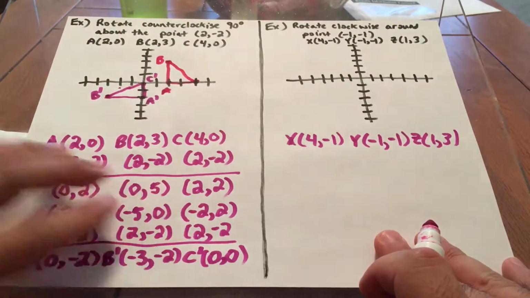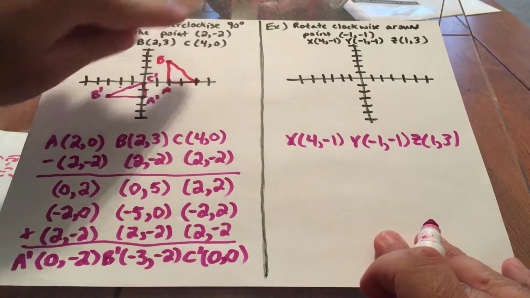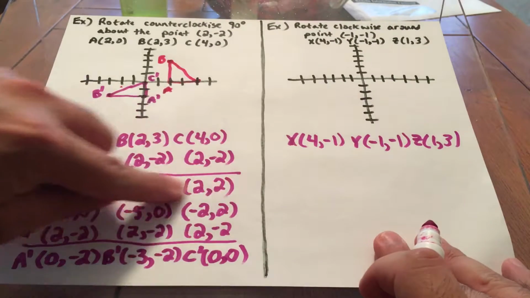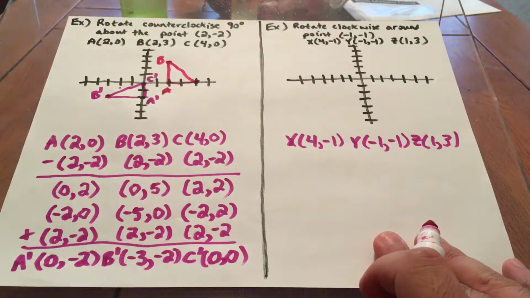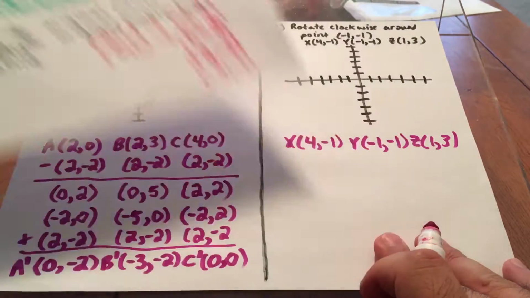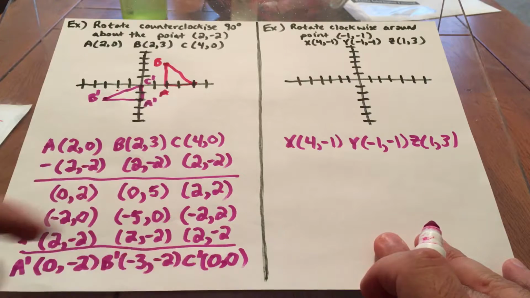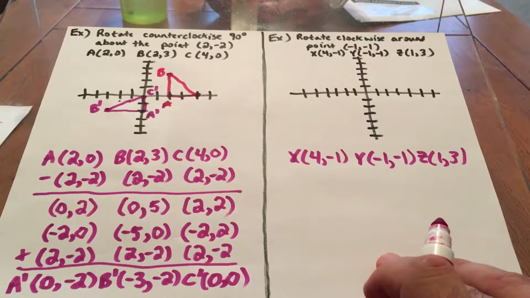All right, so take a second and pause the video. Go over what I did. All you're doing is taking your original points, subtracting off the point that you're rotating about, and getting a new set of points. Then you do the rotation based on these rules, and then you add that point back on to get your transformed images. So pause the video, see if you can get it, and then come back and we'll see how you did.